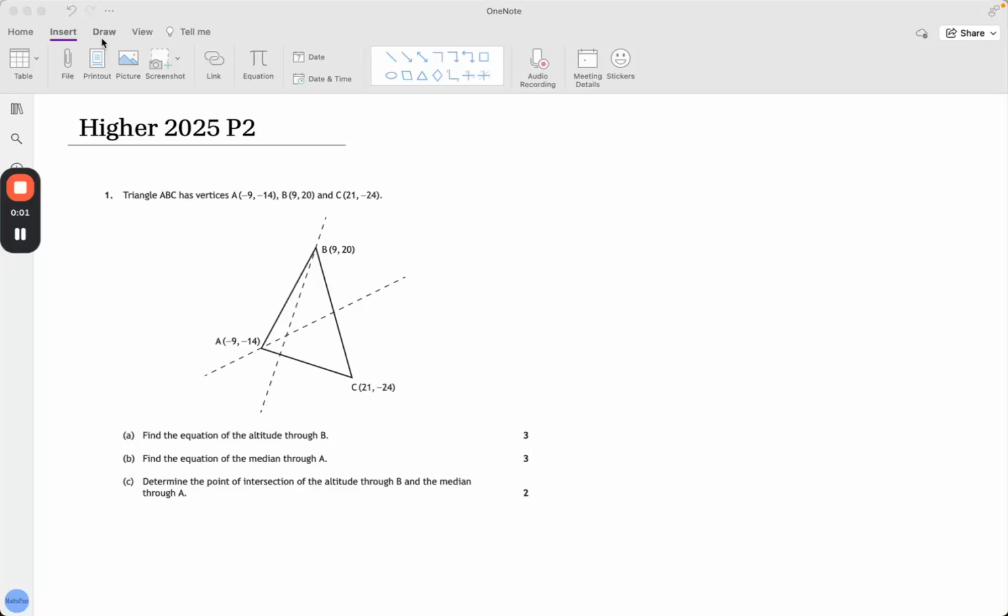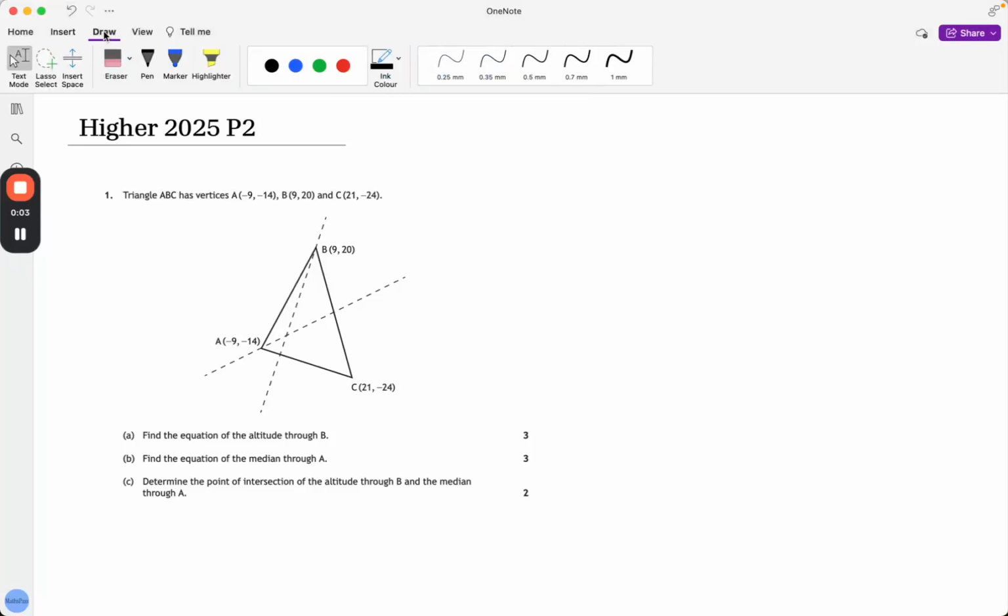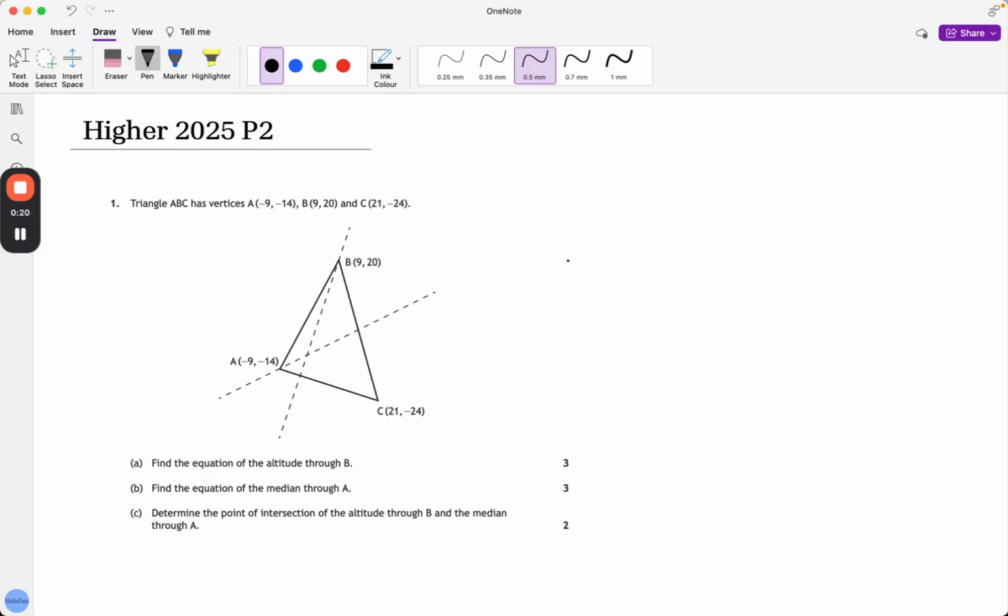So in this video we're looking at paper 2 for the Higher 2025 maths paper. In this first question we have triangle ABC and we've been told its vertices are A, which is (-9, -14), B, which is (9, 20), and C, which is (21, -24). The first thing it wants us to do is find the equation of the altitude through B.